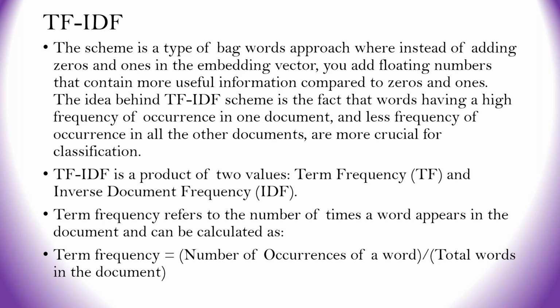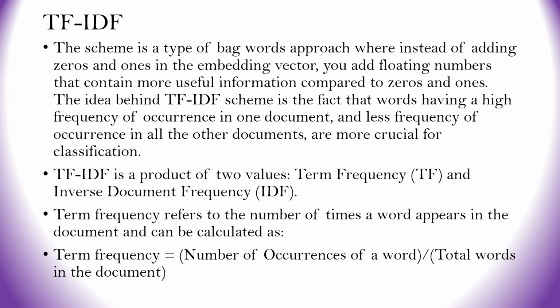So term frequency refers to the number of times a word appears in the current document. It could be calculated with the use of the number of occurrences of the particular word, as well as how many total words are available in the document. Depending on this value, term frequency would take up some floating point numbers.